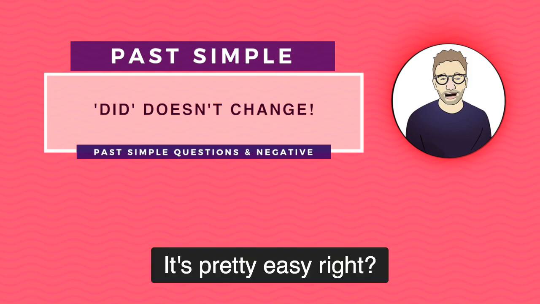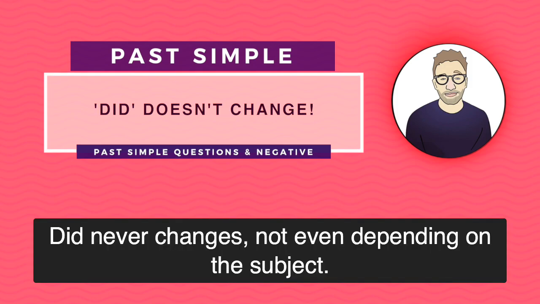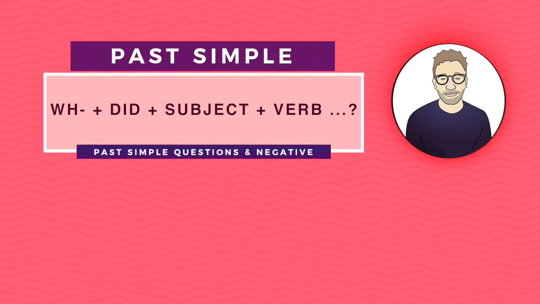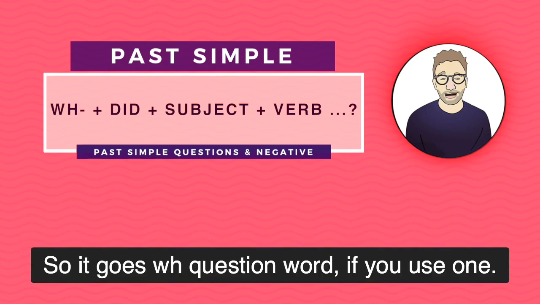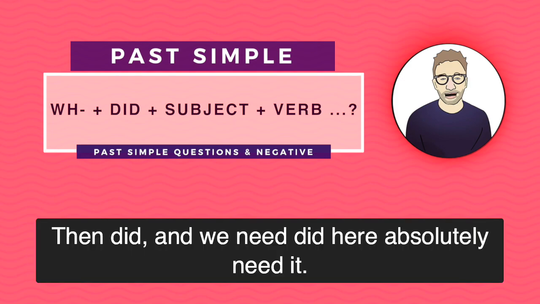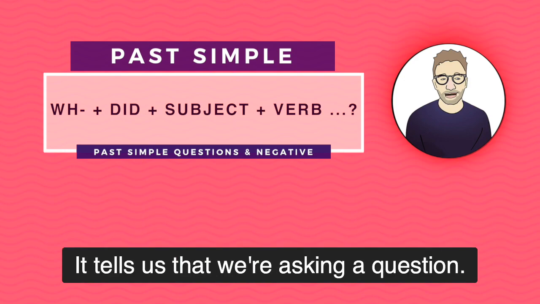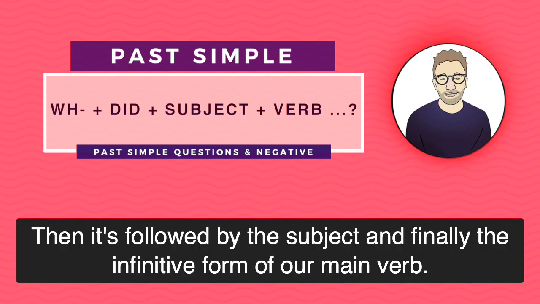It's pretty easy, right? Did never changes, not even depending on the subject. And as you saw, WH question words, who, what, where, when, why, and how, all come first. So it goes WH question word if you use one, then did, and we need did here, absolutely needed. It tells us that we're asking a question. Then did is followed by the subject, and finally, the infinitive form of our main verb.